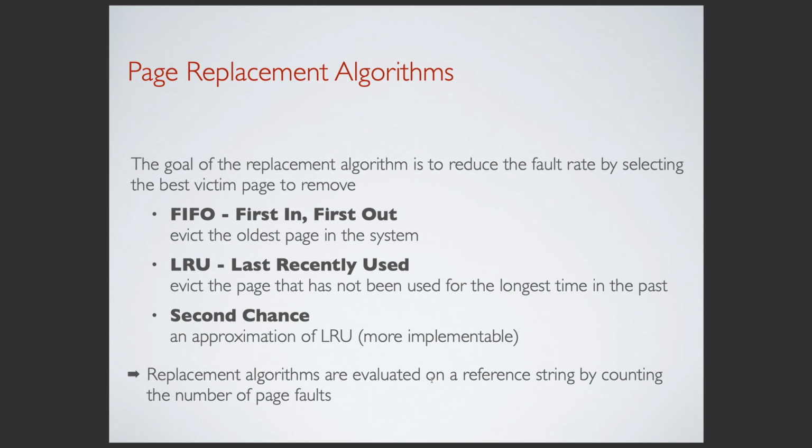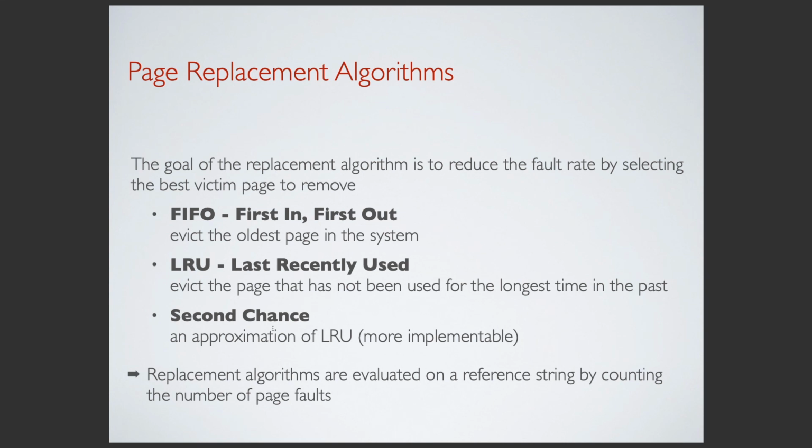So that's the idea. We're going to look at several algorithms, basically three. One is FIFO, first in, first out. Basically here, the first page that came in, we're going to evict, kick it out first. We're also going to look at least recently used, and another one called second chance. And we're going to see that.